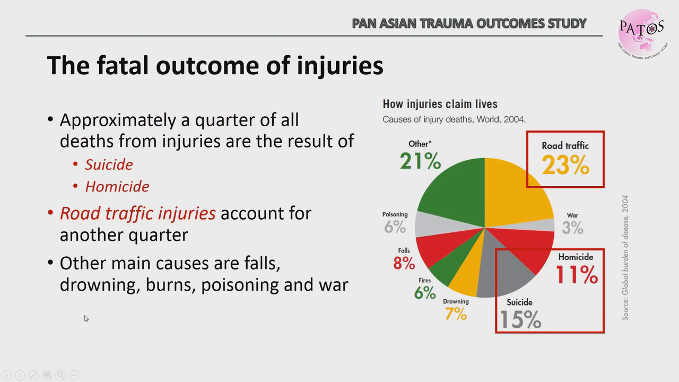In terms of types of mechanism, road traffic accidents, homicide, and suicide make up a large part of the total death. About 23% of all injury deaths are due to road traffic accidents, and 26% of deaths are due to suicide, violence, and homicide. Other main causes are falls, drowning, burns, poisoning, and more.